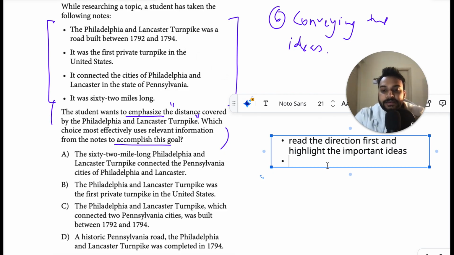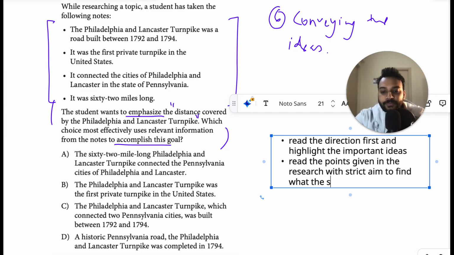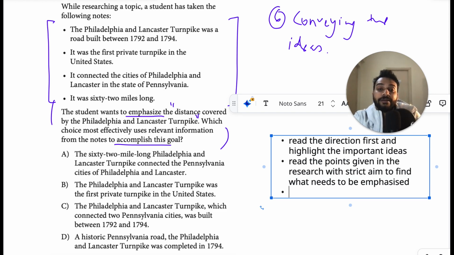Now, read the points given in the research with the strict aim to find what needs to be emphasized. This is a really important point. While you're reading the points, read them with the intent of finding this exact thing in the points. Okay, so now let's read.